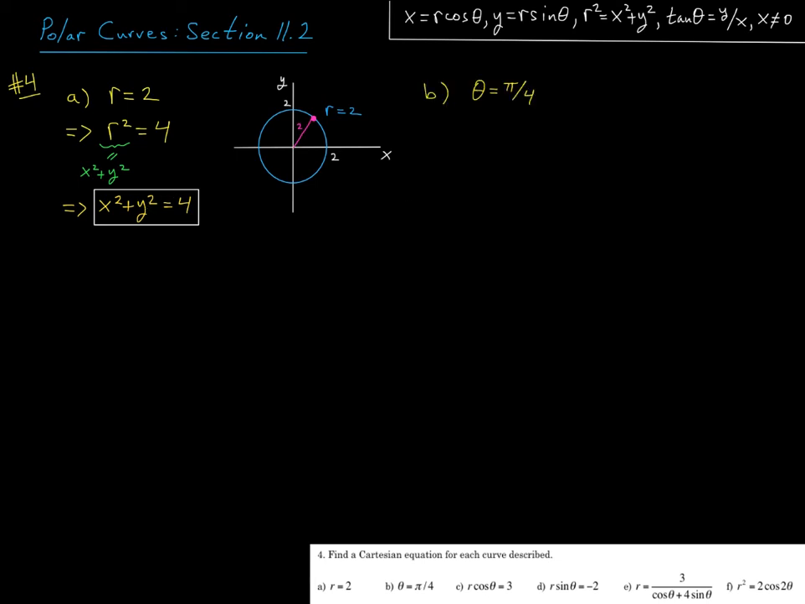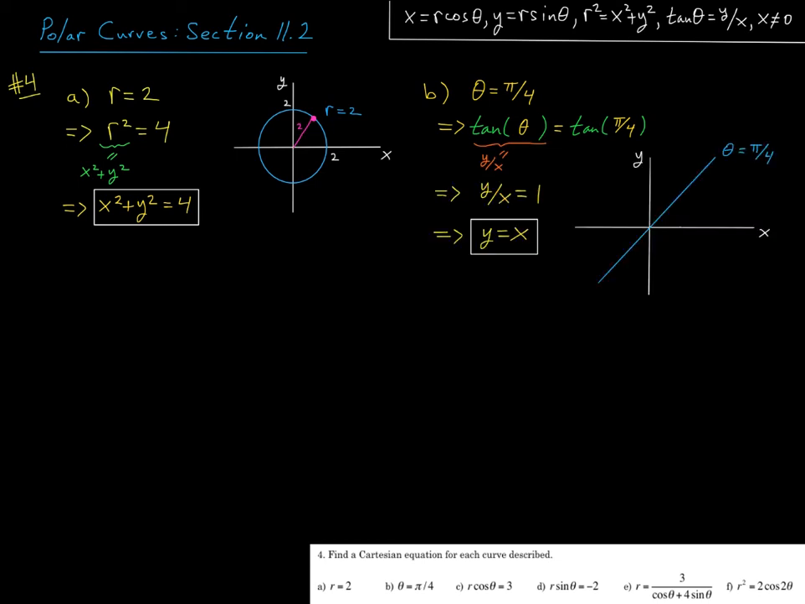All right, now let's look at part B. Theta is equal to pi over 4. Now, given that tangent of theta is equal to y over x, I'm going to take the tangent of both sides to start. So I get tan theta is equal to tan of pi over 4. As we just noted, tan theta on the left, that's y over x. Tan of pi over 4 on the right, that's 1. So we get the equation y over x is equal to 1. And then multiplying both sides of the equation by x, we get the Cartesian equation y is equal to x, and this describes the line through the origin with slope 1.